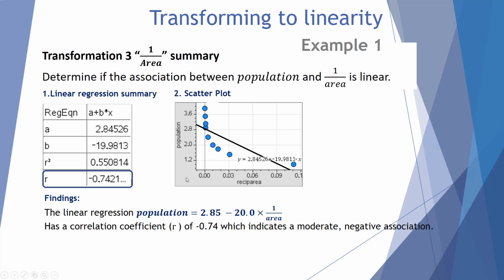So the linear regression we have here is population equals 2.85 take 20 times the reciprocal of the area. Again, the x value here is a reciprocal. That's our transformed data, so we must write it as 1 on area. As I said earlier, we can find a least squares regression line for any set of data. However, this clearly is not a linear association.